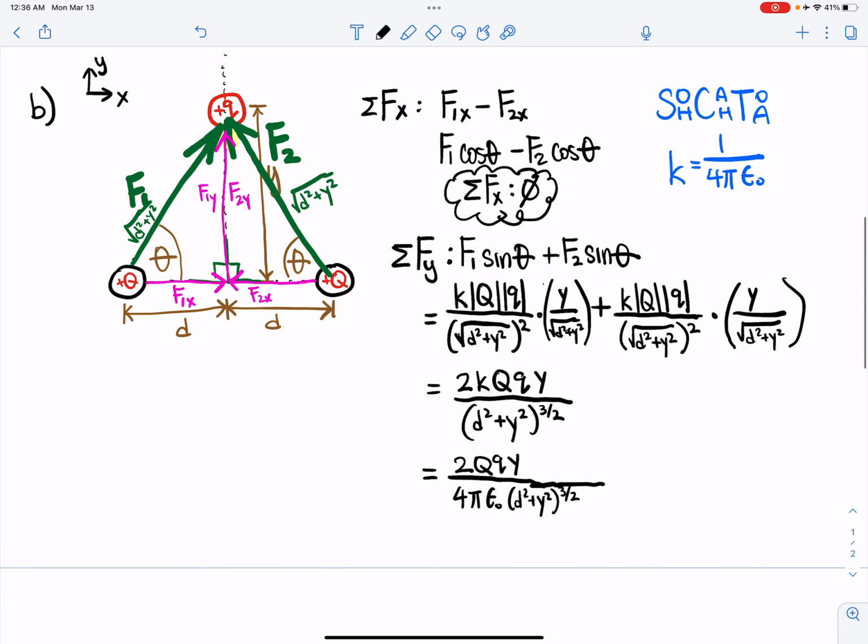Okay, and I'm going to simplify this even more. So I'll cancel out the 2 and the 4. So Qqy over 2 pi epsilon naught times d squared plus y squared to the power of 3/2. Okay, and that will be my sum of forces along y.